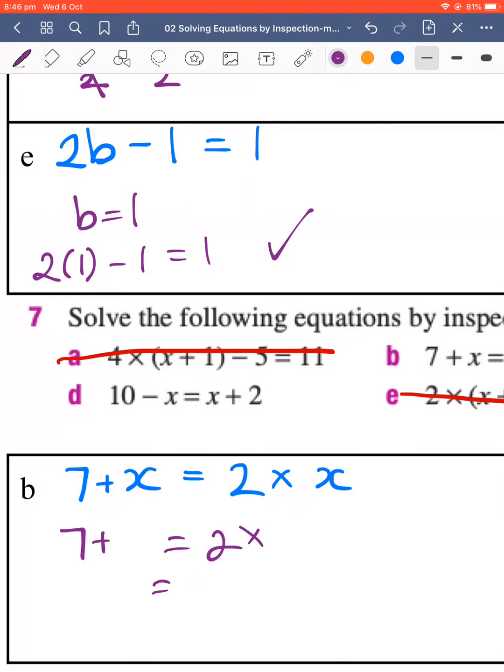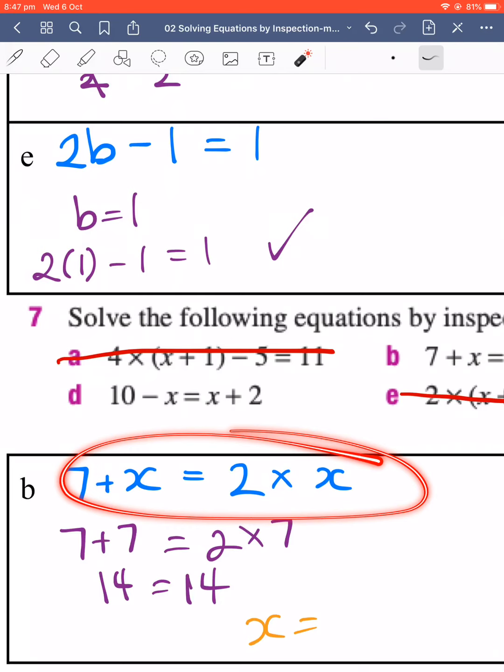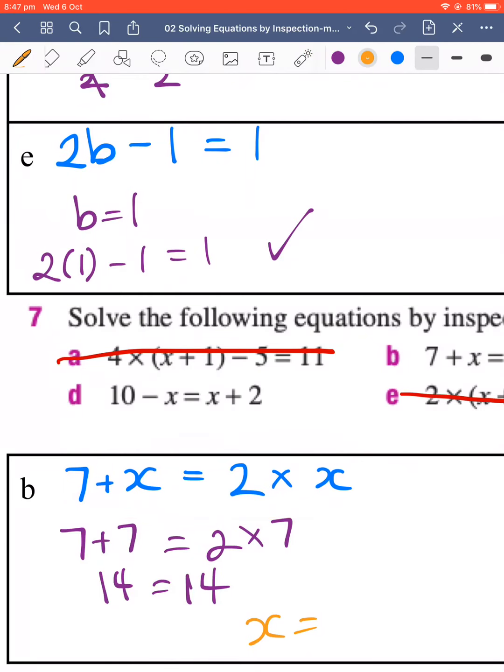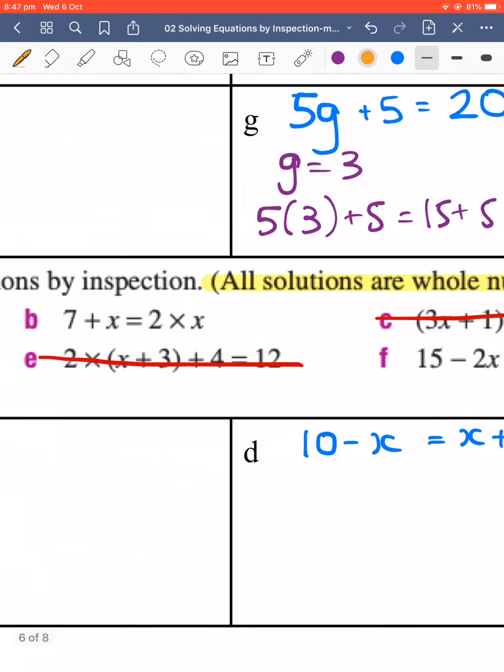Let's try this time maybe 7. So 7 plus 7 gives me 14, and 2 times 7 also gives me 14. So I have my answer there. My value for x to make this equation true is 7. Beautiful. Let's keep going.